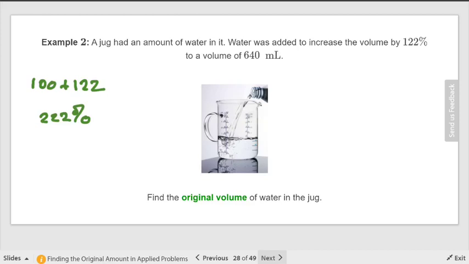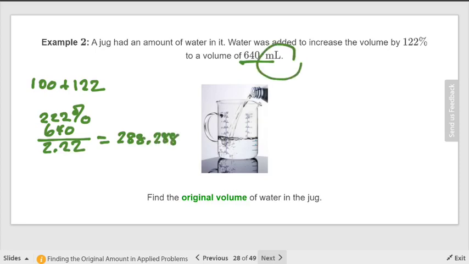Don't think that they've already added it for you, because they would have had to say they increased the volume by 22% if they wanted it to come out to 122 at the end. So be careful, they're going to mess with you doing that. So that's 2.22, and what number? 640. It's 288.288. And here's something else: milliliters. If you forget the units, the answer's wrong. So make sure if it has units, then you need units.